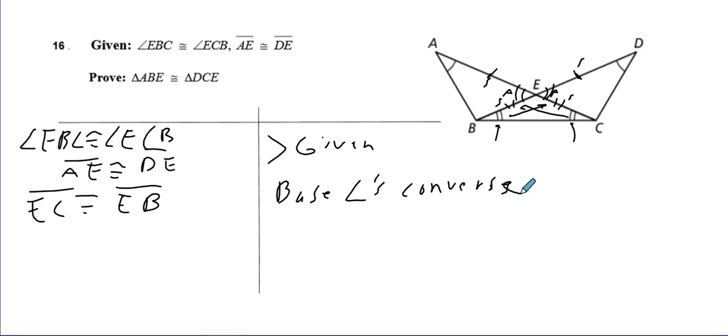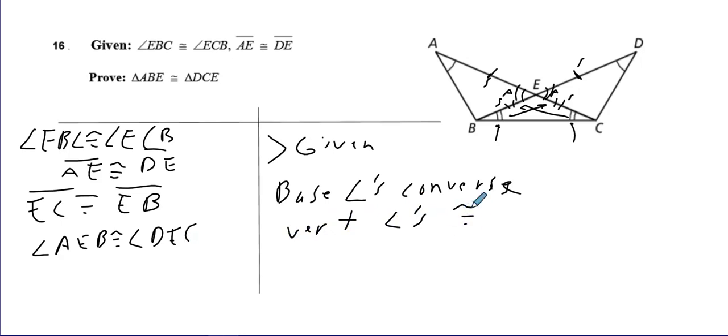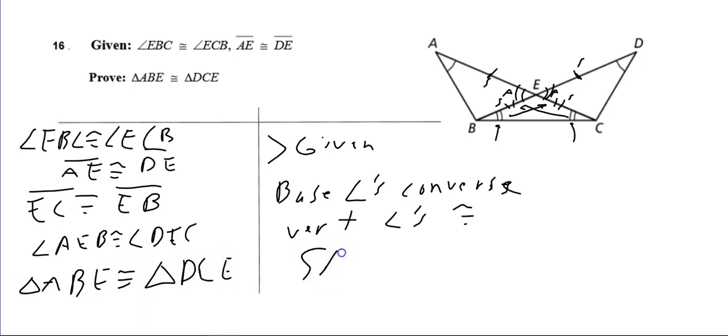And then we can say that angle AEB is congruent to angle DEC. Vertical angles are congruent. And we're done. Triangle ABE is congruent to triangle DCE by SAS. And that's it.